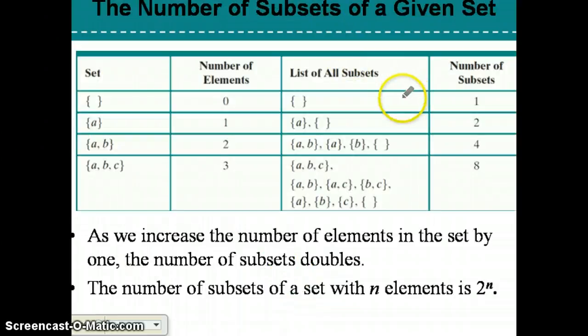All right. Now here's a little chart that talks about figuring out the subsets. This is from your book, and I explained this little procedure right here. So keep that in mind.